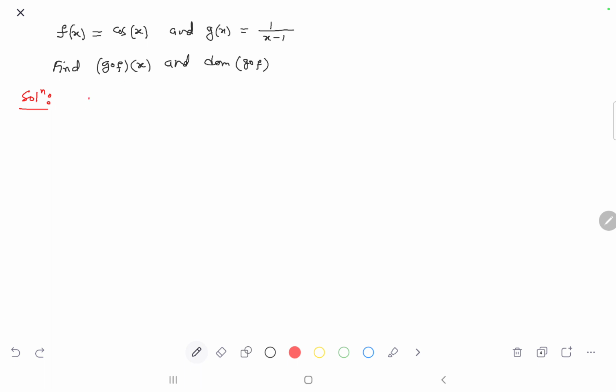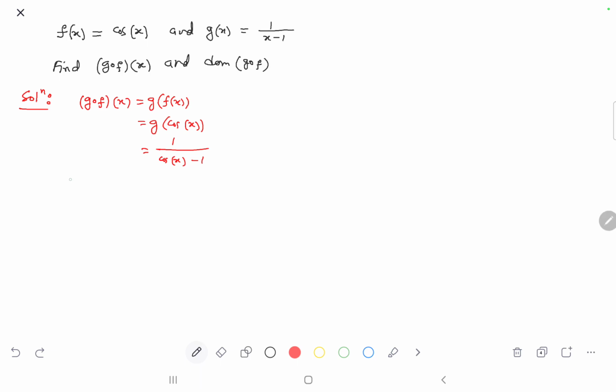Okay, first write down the formula. So it would be g of f of x, and then g of cosine x, and then it would be 1 over cosine x minus 1. Yes. From the formula, you can write down the domain, but I would not suggest writing down the domain from the formula. You go step by step, okay?